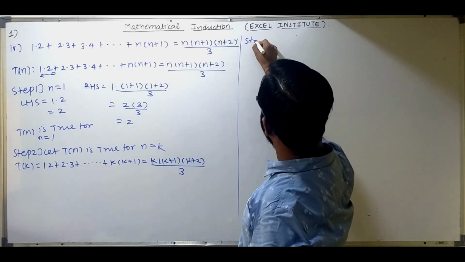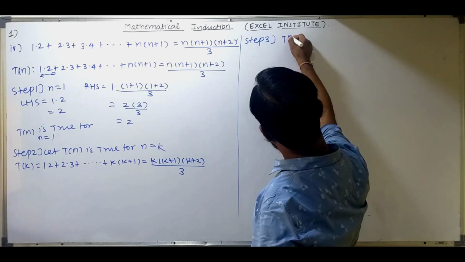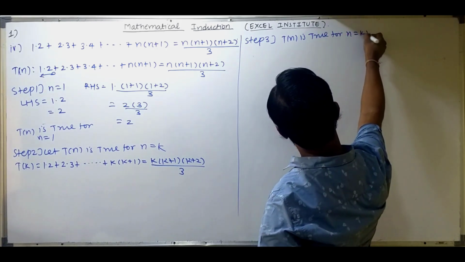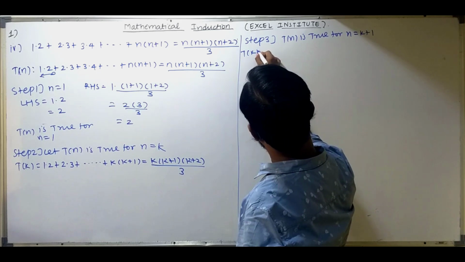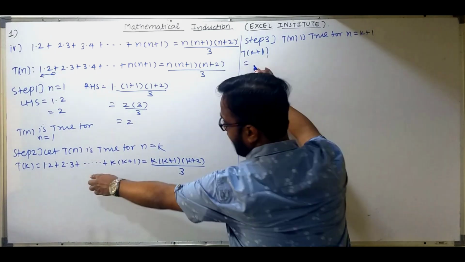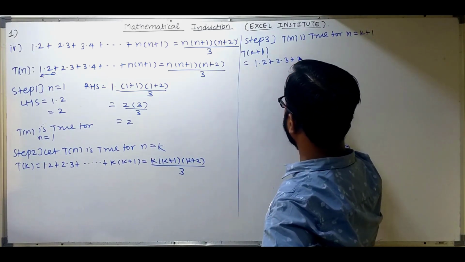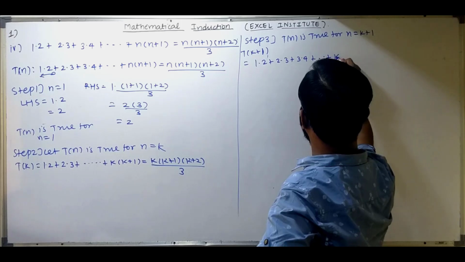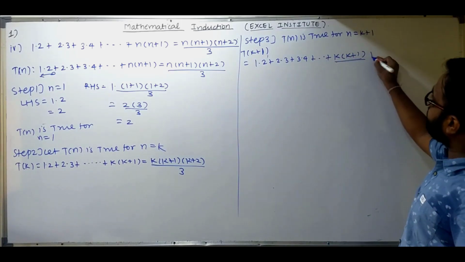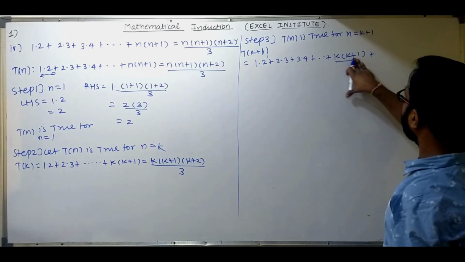Then we have step 3. Now we'll prove that T of n is true for n equal to k plus 1. So T of k plus 1 is what, beta? See how to write it down. You just copy this step 2 as it is: 1 into 2, 2 into 3, 3 into 4, like this, k into k plus 1. So this is the kth term. We want to write it down till the k plus 1 term. Till the kth term is this. Now k plus 1.